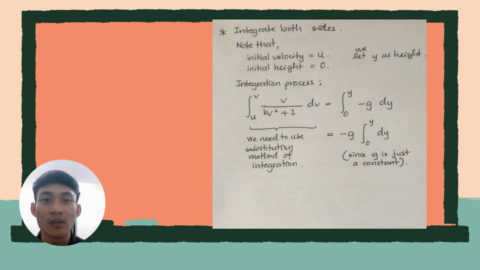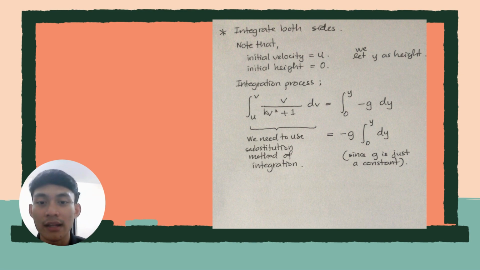Okay, so the equation that we rearranged properly before, we need to integrate both sides, the left hand side and also the right hand side. But we must note that the initial velocity given by the question is equal to u, and we know generally initial height must be 0. It starts from 0. Okay, and we assume that y is height. So the integration process would be like this, as stated on the screen here.